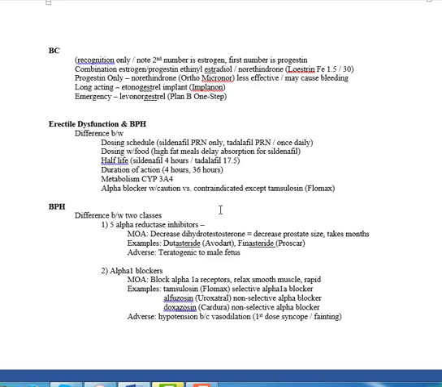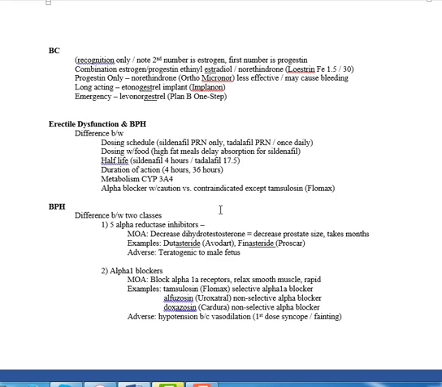What are the long-acting ones? Something like Implanon that you can implant, or the emergency contraceptive levonorgestrel, the Plan B One-Step, which is over the counter. Erectile dysfunction and benign prostatic hyperplasia. So what's the difference between the dosing schedules? You got something like sildenafil, which is, you know, PRN, or tadalafil, which could be once daily, or PRN. Dosing with food, what kind of absorption delay do we have with these high-fat meals? Half-life, why does sildenafil or Viagra work much differently than tadalafil, which is a much longer acting, Cialis?